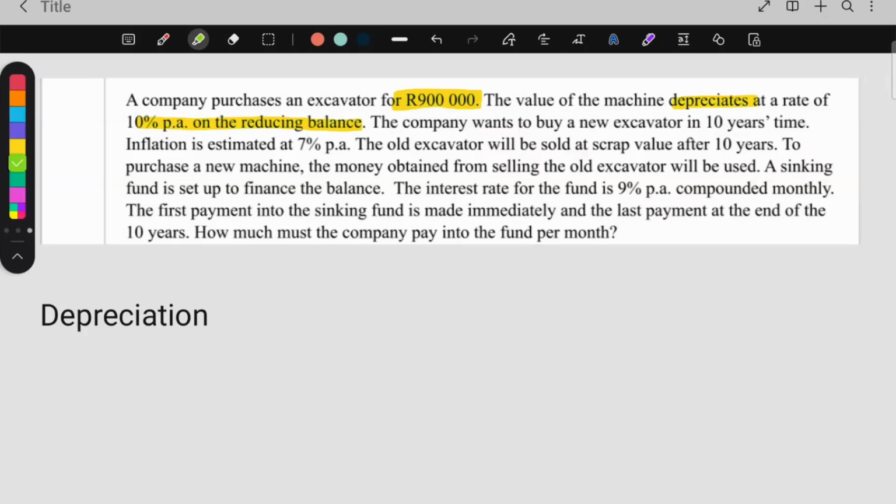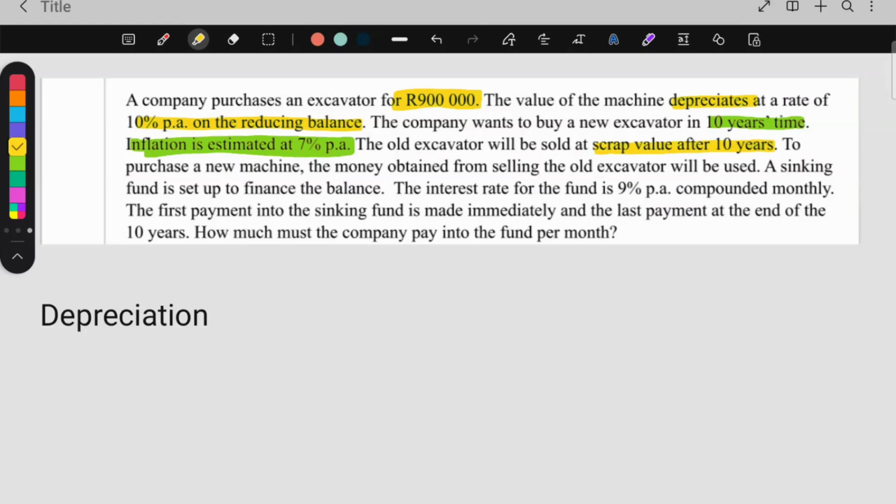And then it says the company wants to buy a new excavator in 10 years' time. Okay, so in 10 years, we're going to buy a new machine. Inflation is estimated at 7% per annum. Okay, so we will buy a new machine and we will have to take inflation into account. The old excavator will be sold at scrap value after 10 years. Okay, so the scrap value over here is the value after depreciation.